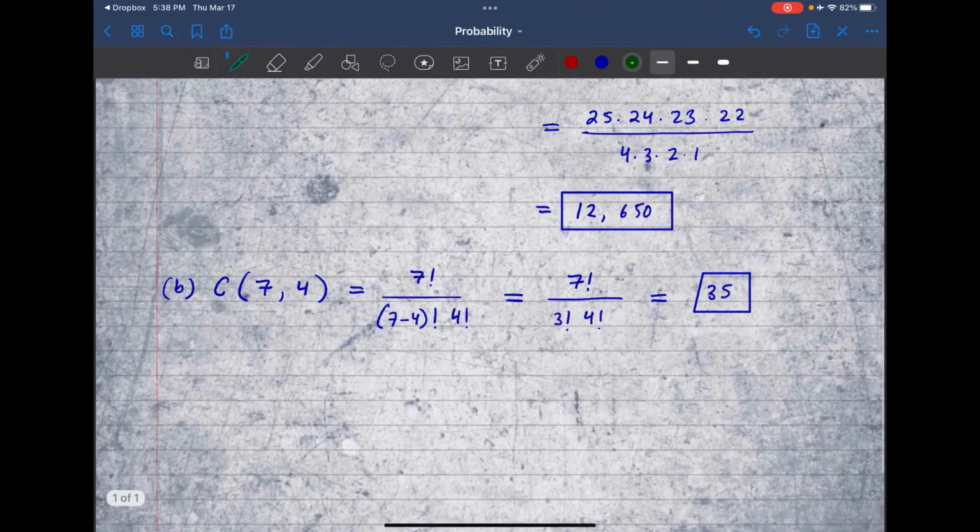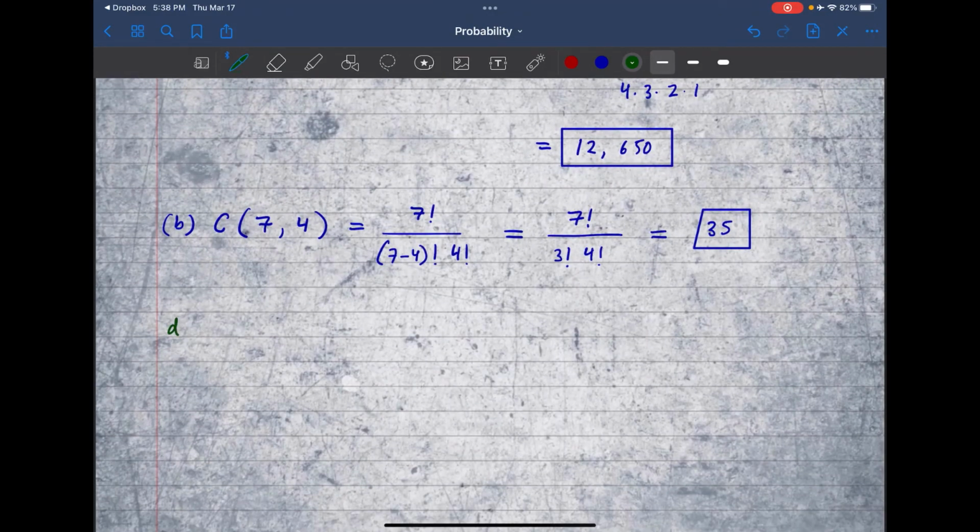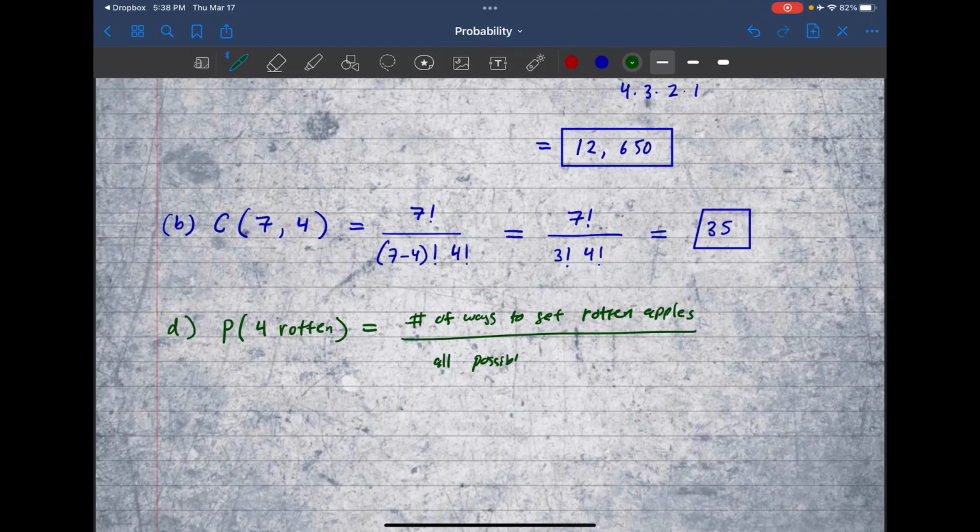To answer part D, we can say that the probability that the 4 chosen apples are rotten is going to be the number of ways to get all 4 rotten apples over all possible outcomes.